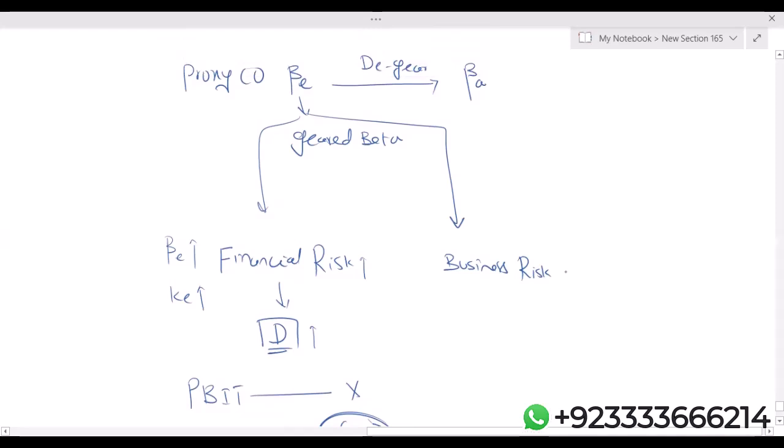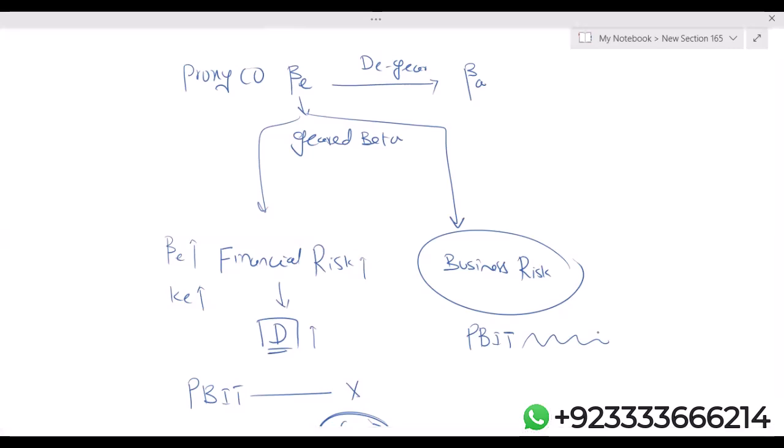When we say business risk, a very simple interpretation of business risk is actually fluctuation in operating profit. Profit before interest and tax is an operating profit. Normally, businesses do not have a stable operating profit. It fluctuates. So that fluctuation is the business risk.